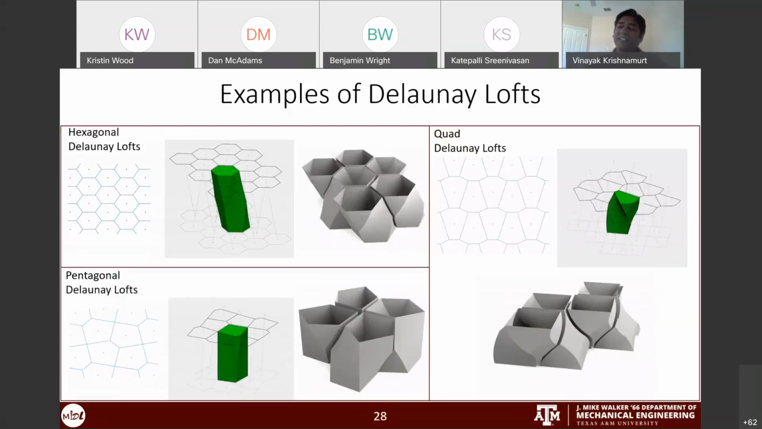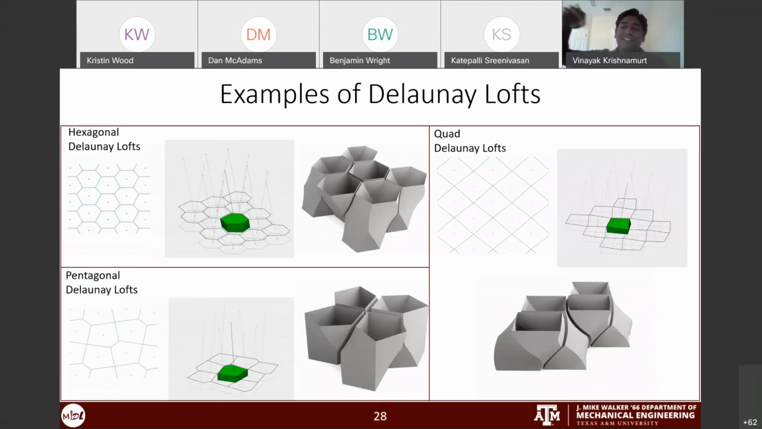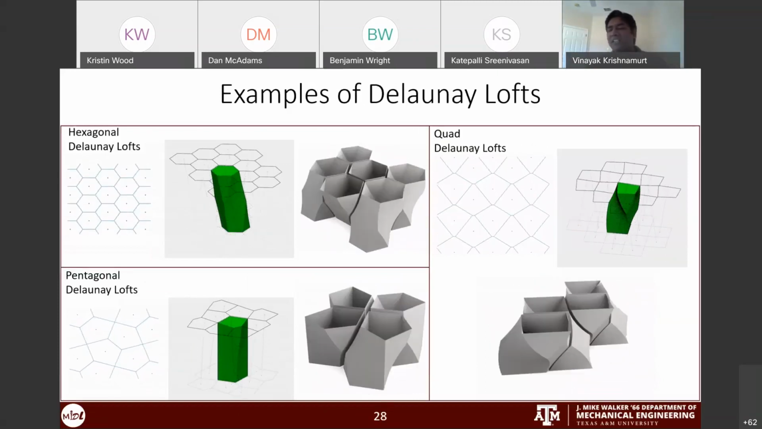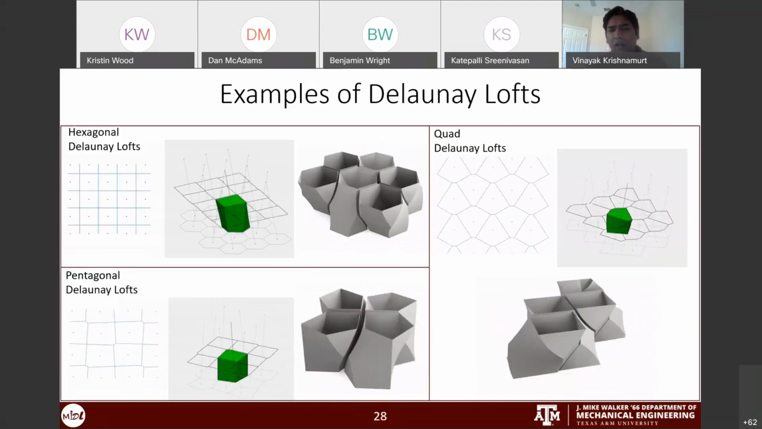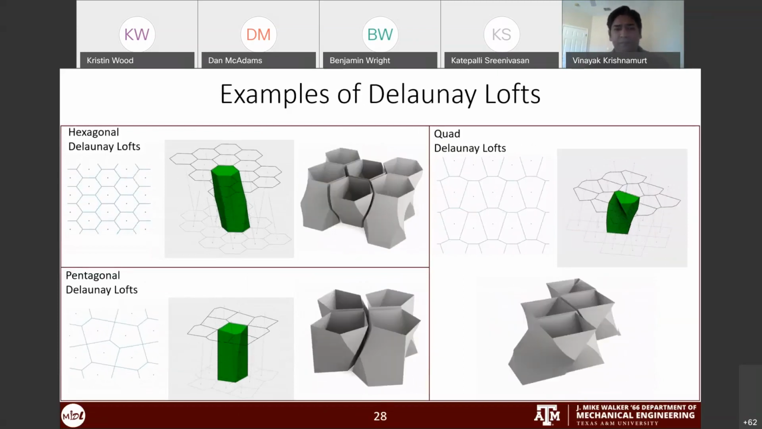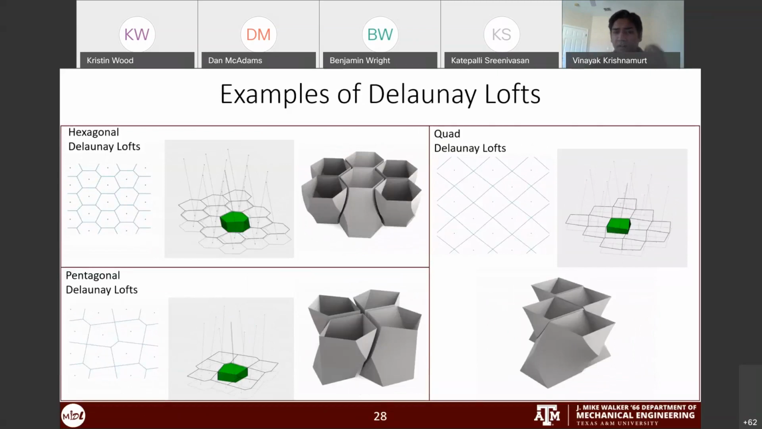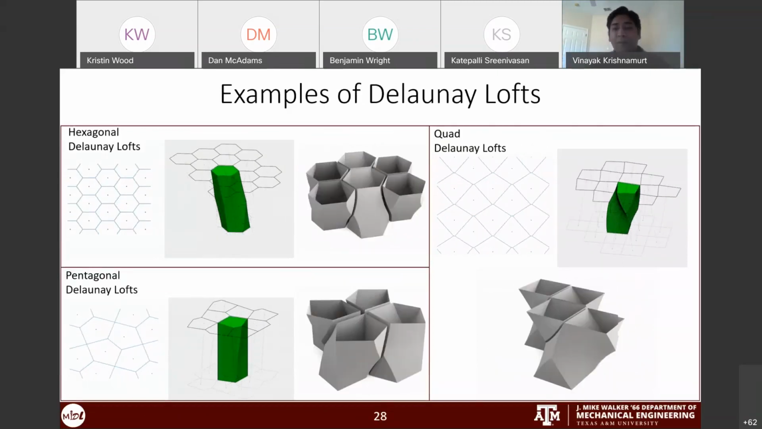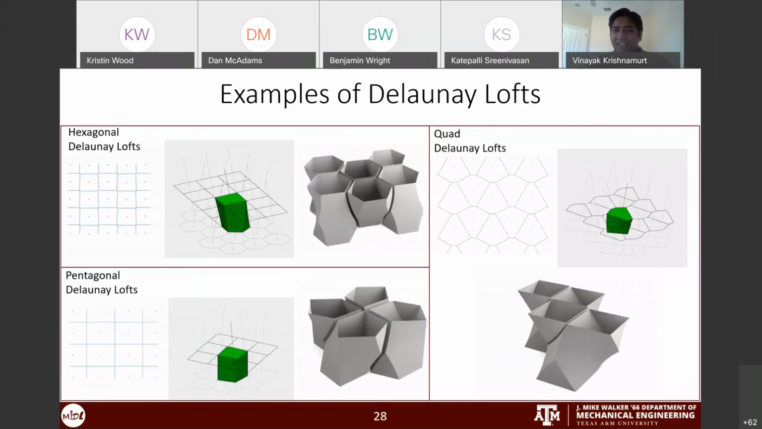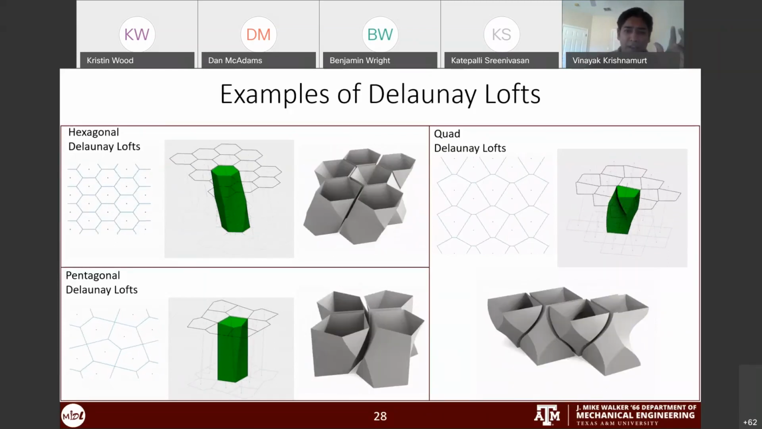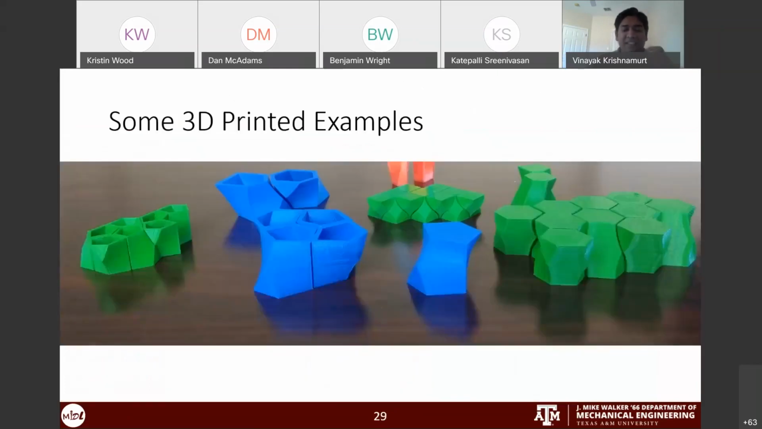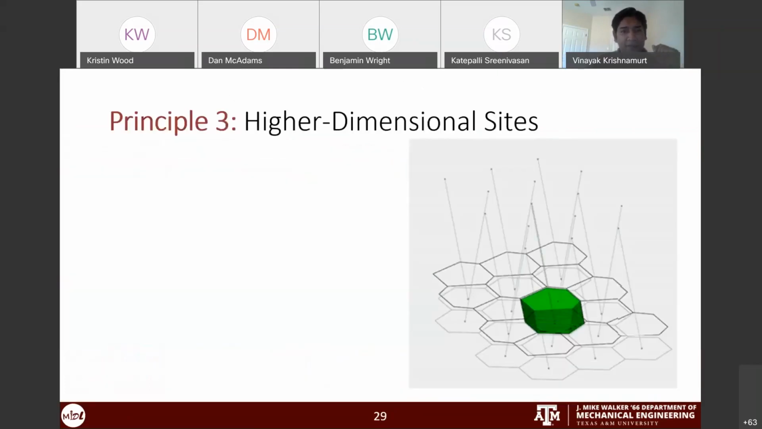All we are doing here is changing the point structure on the top and the bottom planes, and based on the wallpaper symmetries, we get a whole bunch of interesting varieties of shapes. Okay, so far so good. We saw two different principles: space filling based on Voronoi partitioning, and symmetries to give us a unique shape that can tile itself. Okay, so these are some 3D printed examples.